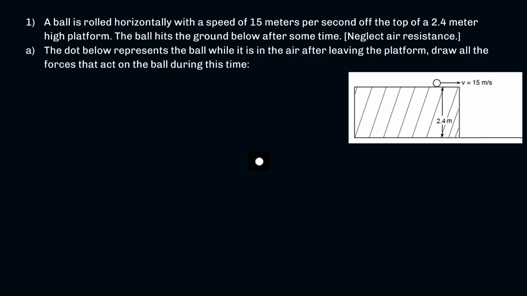So in our first example here, a ball is rolled horizontally with a speed of 15 meters per second off the top of a 2.4 meter high platform. The ball hits the ground below after some time, and we're going to neglect air resistance as we always do in Regents problems unless otherwise said. So in part A, the dot below represents the ball while it's in the air after leaving the platform. So that means it is rolled off the platform horizontally. Horizontally means that it has zero angle with respect to the horizontal. And we're going to draw all forces that act on the ball during this time.